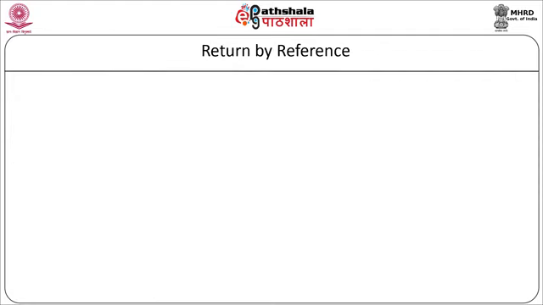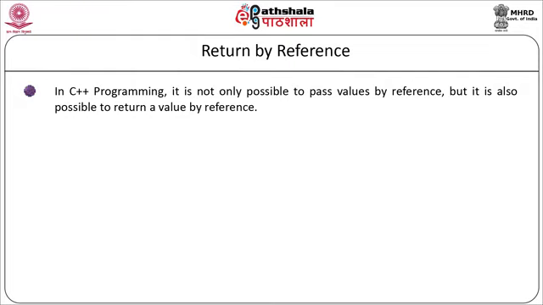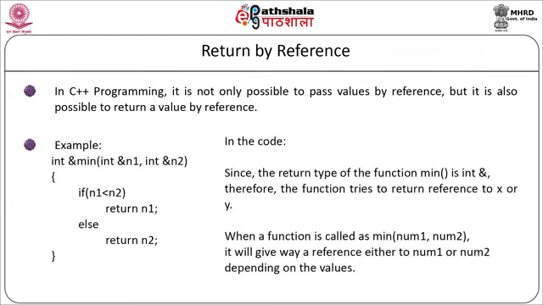Return by reference. The way we can call by reference, we can return the reference from the function. In C++ programming, it is not only possible to pass the value by reference, but it is also possible to return the value by reference. The example is int& minimum(int& n1, int& n2). Here, minimum is the name of the function which will accept two reference variables n1 and n2, and it will return one reference as int&.